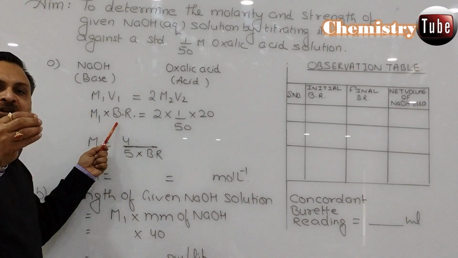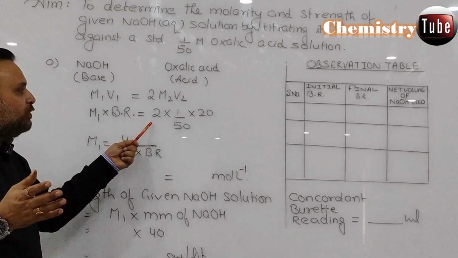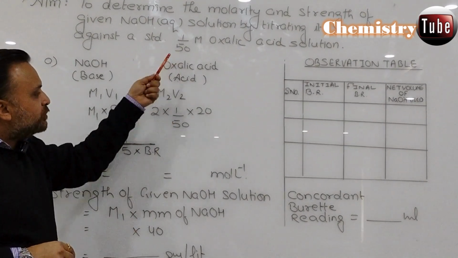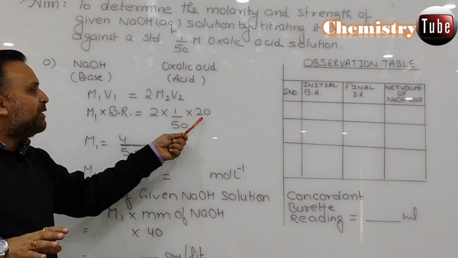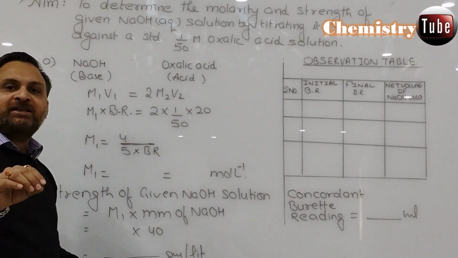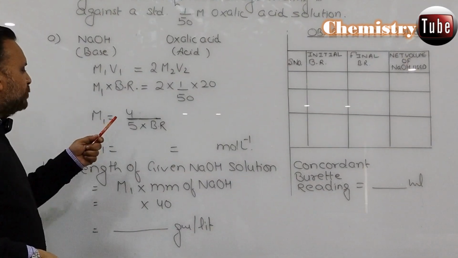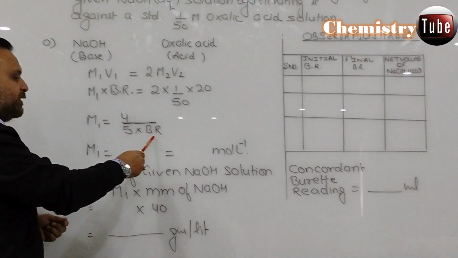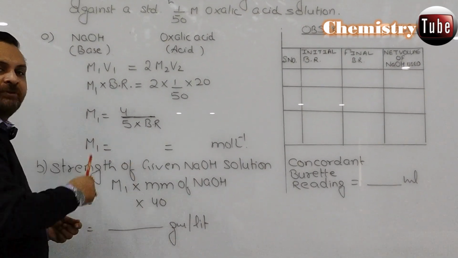V1 is the readings that we are going to take through our burette. Now 2, we know, is the factor. 1/50 is the molarity of the oxalic acid solution, which is given in our question, and V2 will be 20 ml, that will be the volume of oxalic acid which we will use for titration. Now this M1 comes out to be 4/5 into the burette reading. Once we fill this burette reading in this formula, we will get the molarity of the NaOH solution.